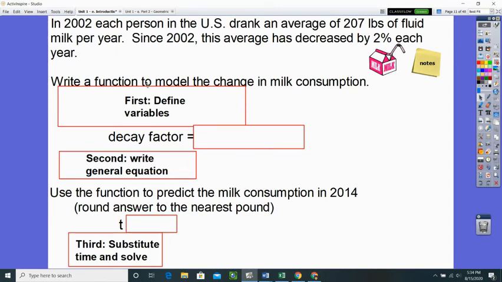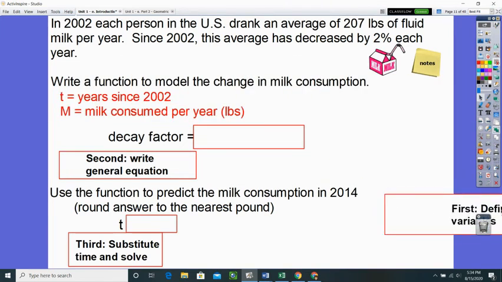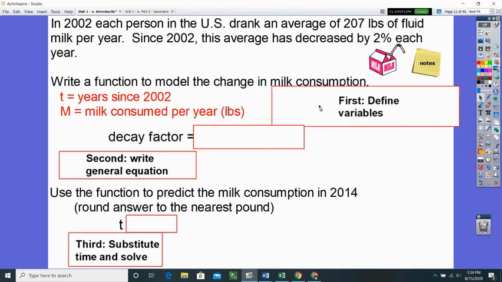So the first thing you're going to do in a real world problem is define our variables. And what are the two things that are changing here? The year is changing, and the amount of milk being consumed is changing. So the first thing we want to do is define our variables. T is going to be not just years, but the number of years since 2002. And I'm going to let M be the milk consumed per year in pounds.